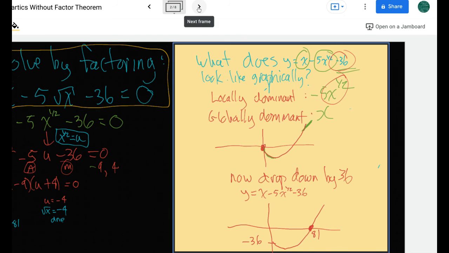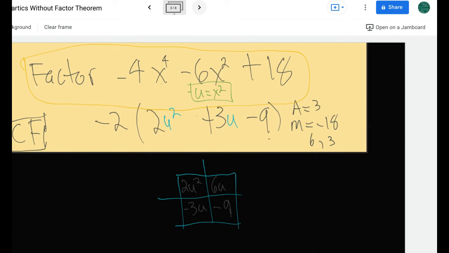Okay, and I think we have one more here in this type, and we're just going to do a bit of factoring on this one. That's it. So really what we're going to do here is take a look at this, negative 4x to the 4th minus 6x squared plus 18. So it follows that pattern of 4, 2, constant, right? 2, 1, constant. So whatever I have here in the middle term, I set equal to u. So u is going to be x squared, therefore u squared is going to be x to the 4th.